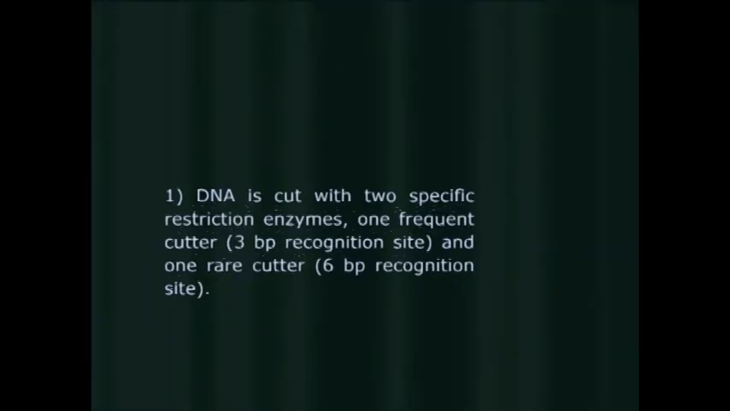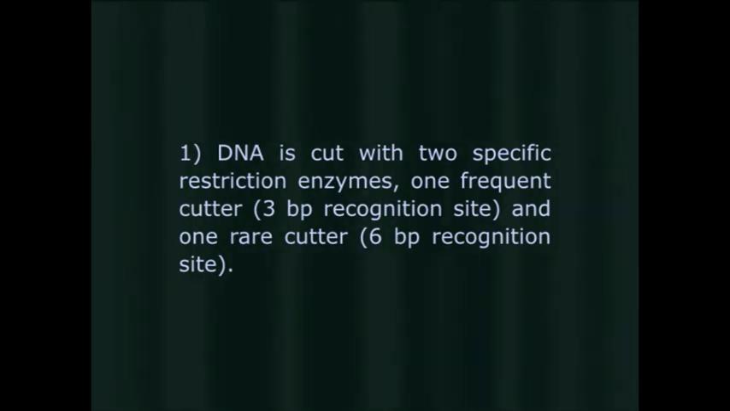AFLP is the latest form of marker-assisted selection and is a highly sensitive method based on the combined concept of RFLP and RAPD. This technique is applicable to all species, giving very reproducible results. The basis of AFLP is the PCR amplification of restriction enzyme fragments of genomic DNA. DNA is cut with two specific restriction enzymes, one frequent cutter, 3 base pair recognition site, and one rare cutter, 6 base pair recognition site.